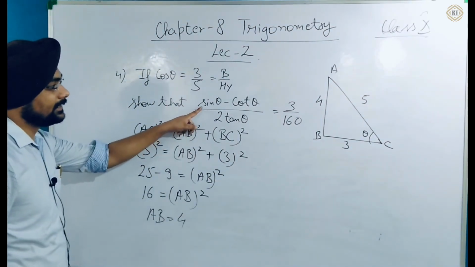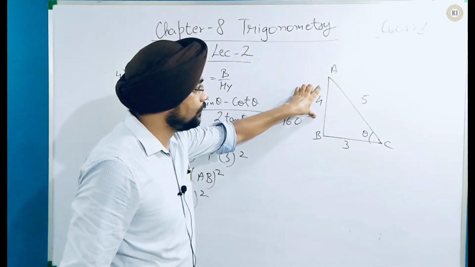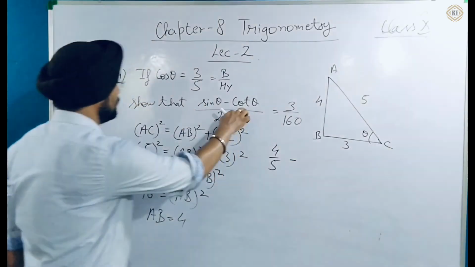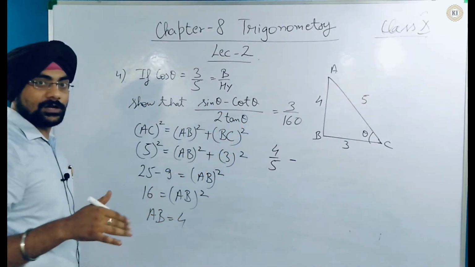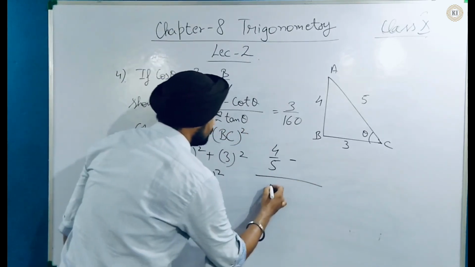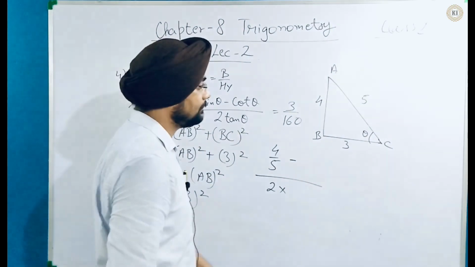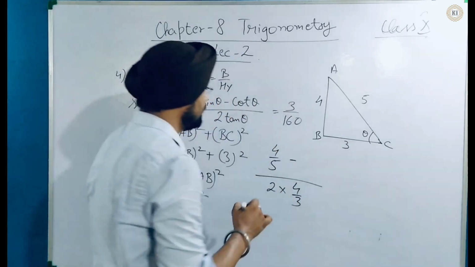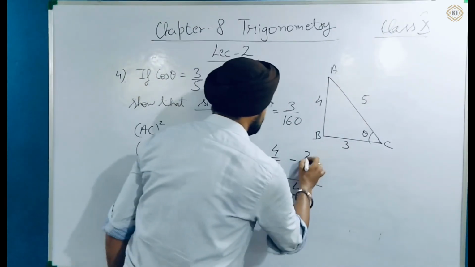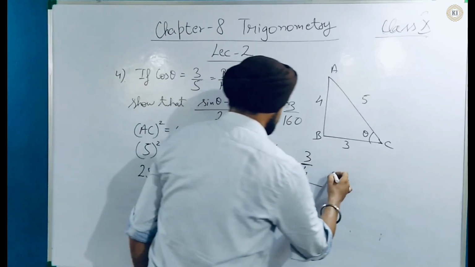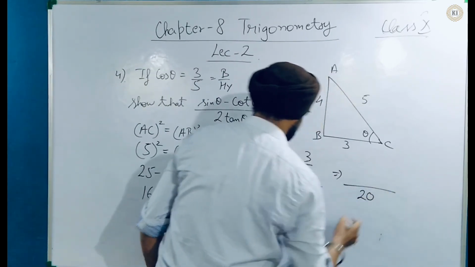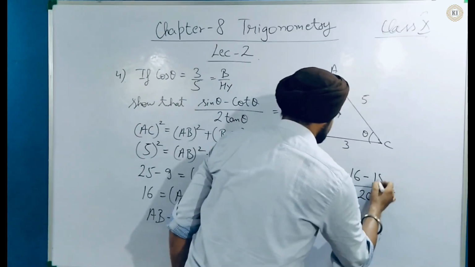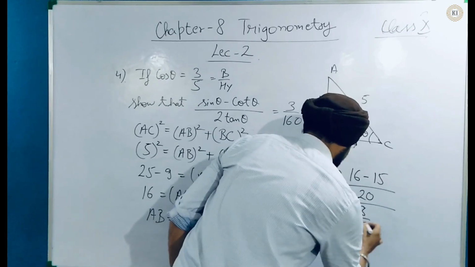Now we can calculate sin theta. Sin theta is perpendicular upon hypotenuse, that is 4 upon 5, minus cot theta. Cot theta is the reciprocal of tan theta. In the denominator we write 2 into tan theta. Tan theta is perpendicular upon base, that is 4 upon 3, so cot theta will be 3 upon 4. Now from here we take out the LCM. The LCM of 4 and 5 is 20. 4 fours are 16, minus 5 threes are 15, upon 8 upon 3.